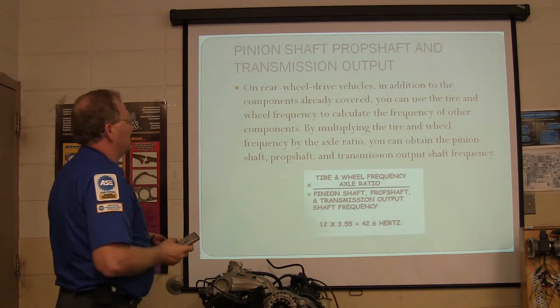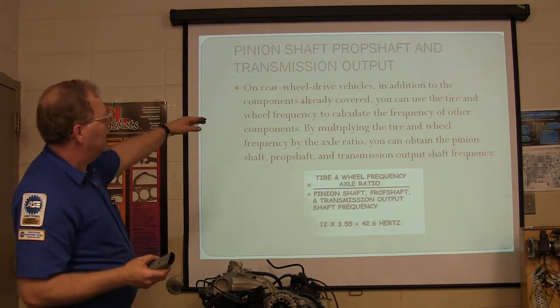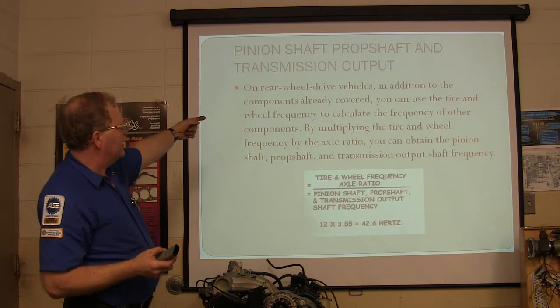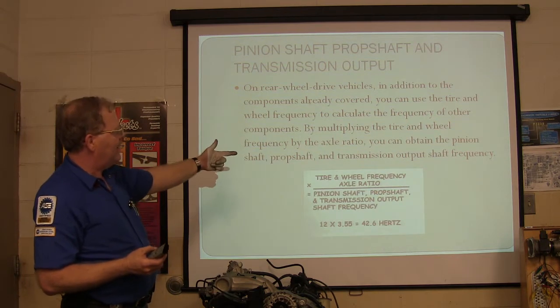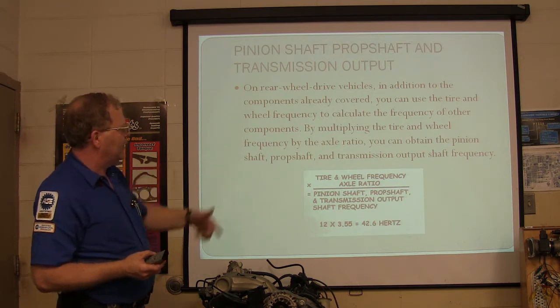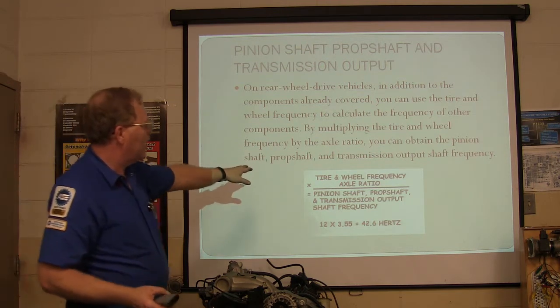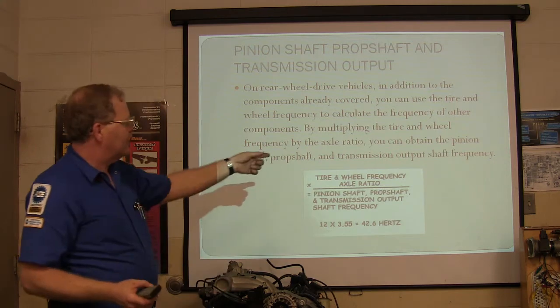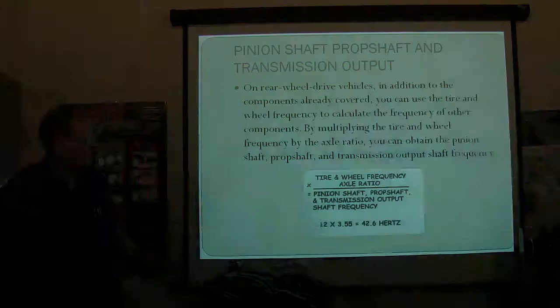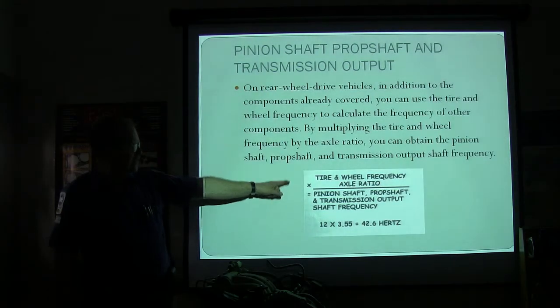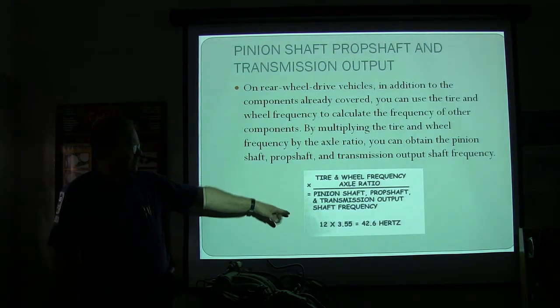All right, on rear wheel drive vehicles, in addition to the ones already covered, you can use the tire and wheel frequency to calculate the frequency of other components. You can multiply it by the axle ratio, and you can obtain the pinion shaft, prop shaft, and transmission output shaft frequency, the prop shaft being the drive shaft. See how you have your tire and wheel frequency, and you can go by your pinion shaft, prop shaft, and so on.